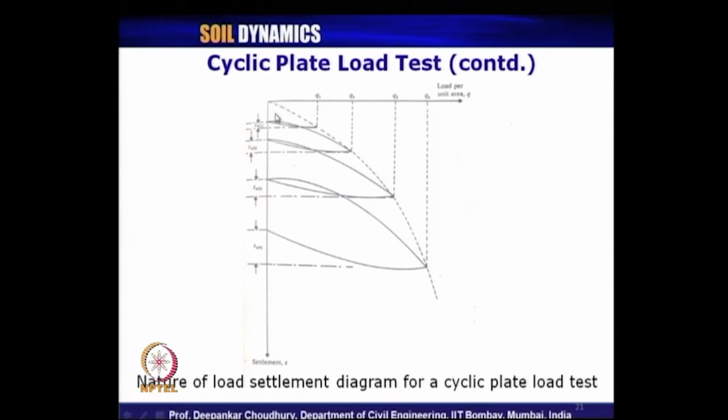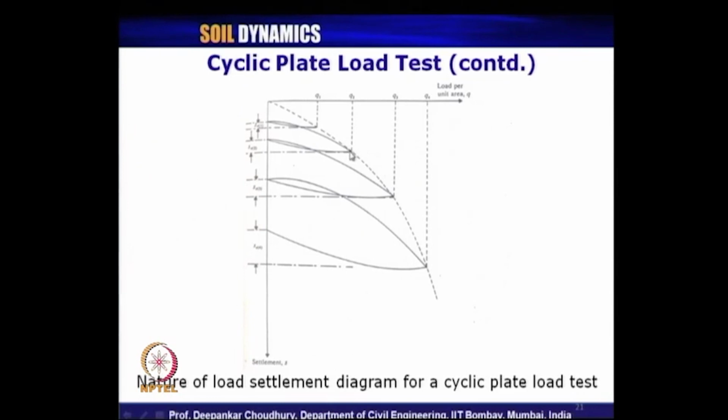In cyclic plate load test, what we are doing? We are starting from here, graph is coming, this is the loading curve. Then we remove the load completely, take out the full load. As the soil is not fully elastic, it will not trace back the same path, it will go in some other path like this. Then you again apply a higher value of load to the plate. So, the curve will come here.